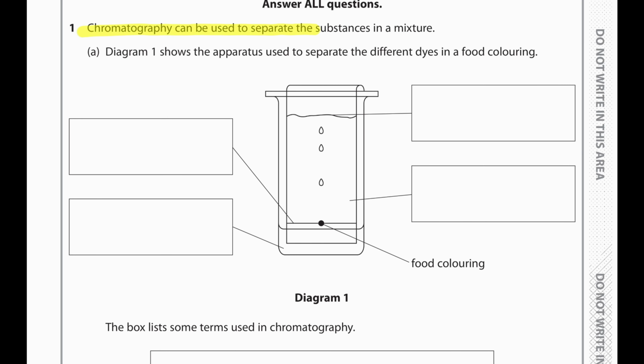Chromatography can be used to separate the substances in a mixture. The diagram shows the apparatus used to separate the different dyes in a food coloring. So we have the food coloring and we have this particular start line. We know that the start line will be drawn in pencil. So this pencil line will be the baseline, and then we have this label which will be the chromatography paper. Then we have the solvent front. This is the maximum distance the solvent has traveled within that experiment. And here we can see another labeling. Definitely that will be the labeling for the solvent.